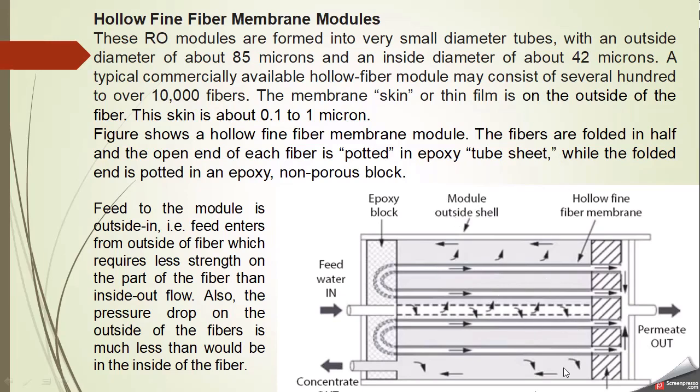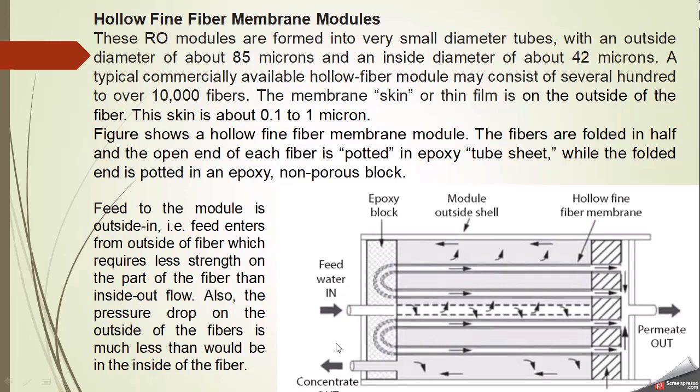So these fibers are collected and then twisted or halfway rounded. These fibers are folded in half and the open end of each fiber is coated in this epoxy tube sheet. So water comes from outside, and after purification it goes inside of the fiber after passing through these membranes. So the module is outside-in, that is, feed enters from outside of the fiber, which requires less strength on the part of the fiber than inside-out flow.